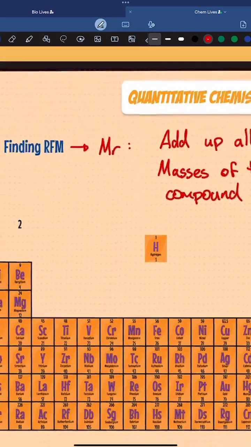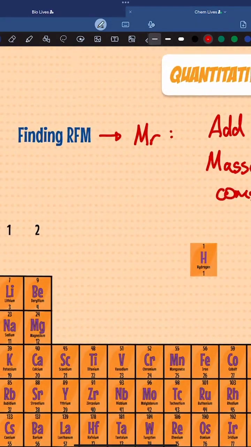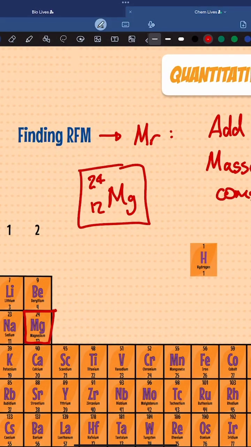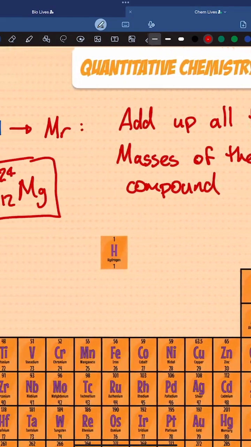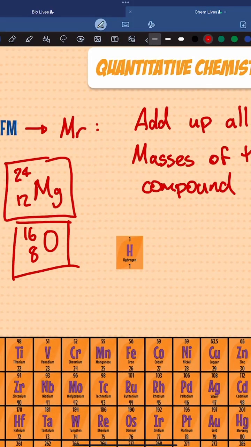So what do I mean by that? Let's pick a random element. Let's pick magnesium. So magnesium is 24, 12. Let's say we're looking at magnesium oxide. So magnesium oxide is MgO. So if we want to work out the MR or RFM of magnesium oxide, we'll look for magnesium. And then we'll look for oxygen. So oxygen is 16, 8 and you'll add them together.